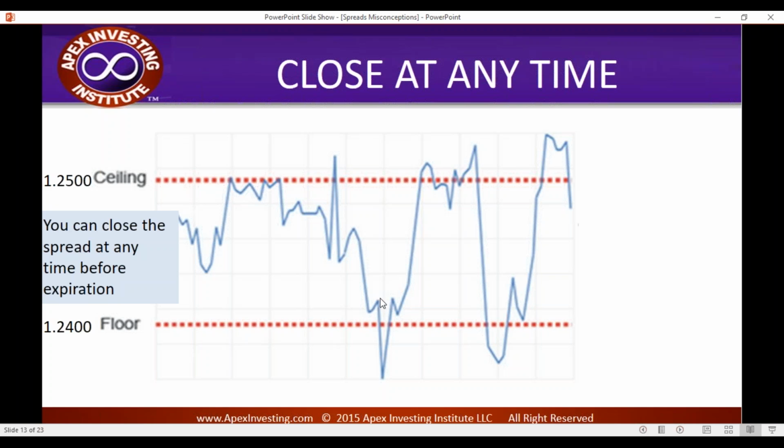Or you know what else you might could do, Chris? If it comes up here, or Christopher, if it comes up here and you close out at max profit and you think the market's still going to go, you can get into another spread that's got a higher ceiling, right?